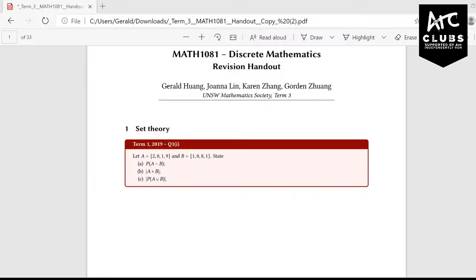All right, let's get started. So let me open up. And yeah. Can you guys see the revision handout? Just while we're waiting. If you can, I will get started.